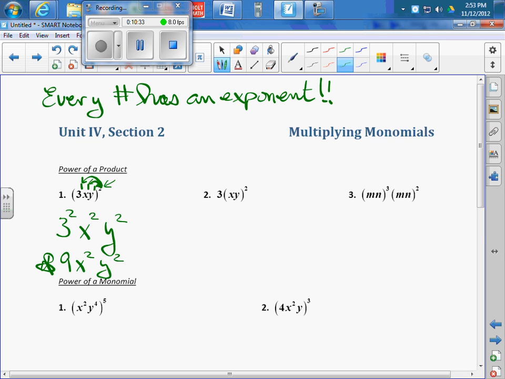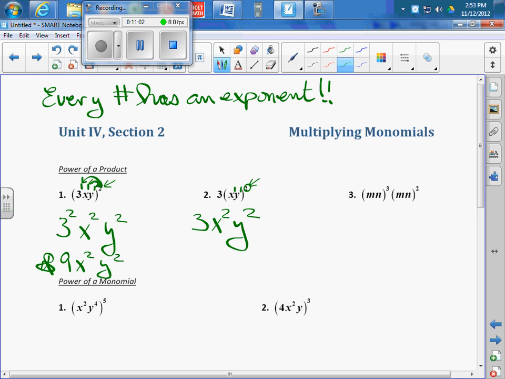Now in number 2, the 3 is not inside the parentheses this time, so we're just simply going to bring the 3 down. Remember that every number has an exponent. That's 3 to the first power. It's not being raised to the second power. X has an exponent of 1, y has an exponent of 1. Multiply the 2 outside times both of the exponents inside, and you get 3x squared y squared.